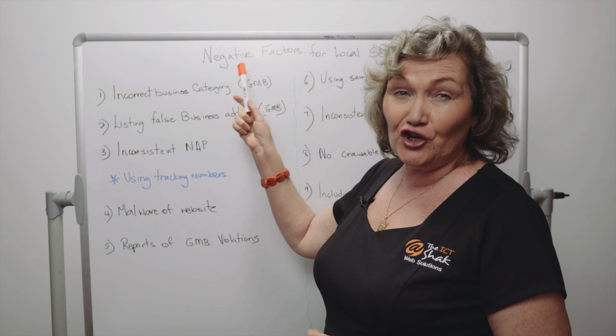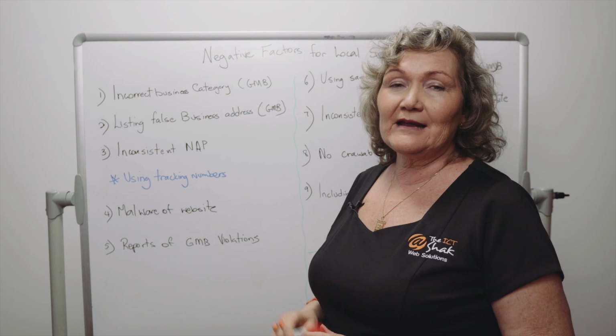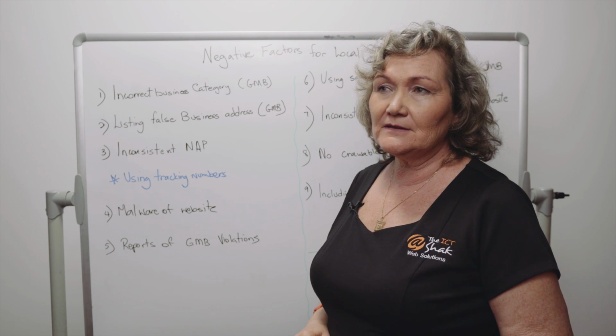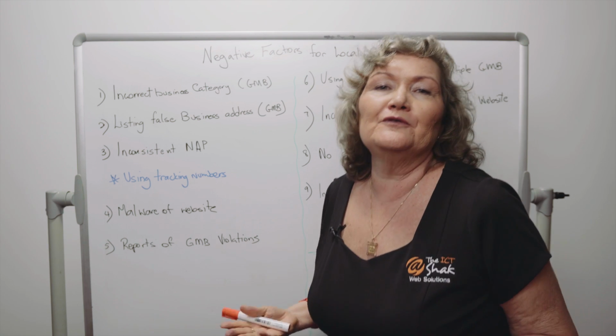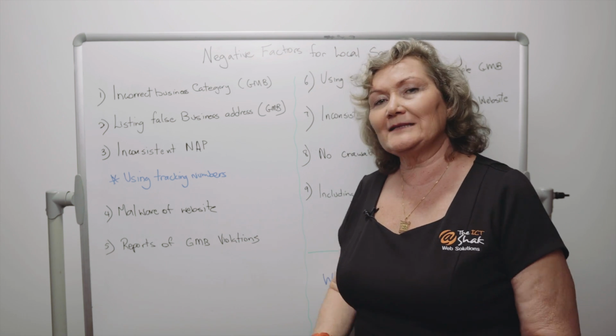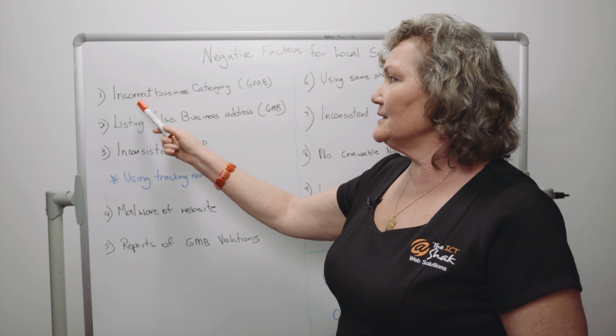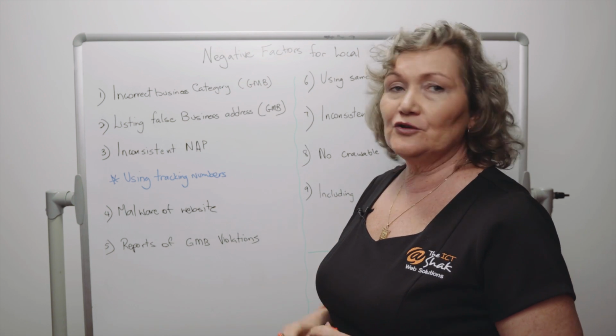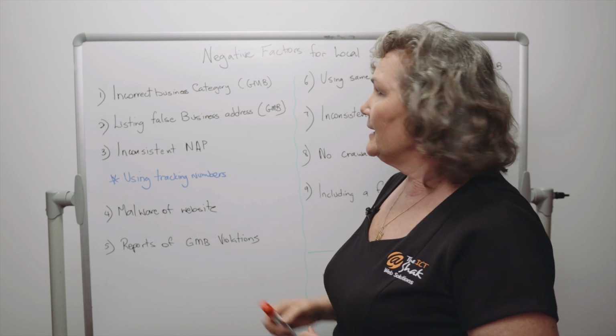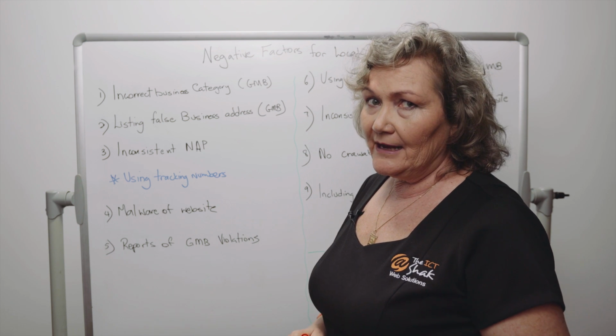These are the things that you don't do, things that you need to be aware of that actually have a negative impact on your results. It's not things that just don't improve you, it's things that actually bring your results down. So the first one is using an incorrect business category on your Google My Business local page. It's important that you choose the correct category.